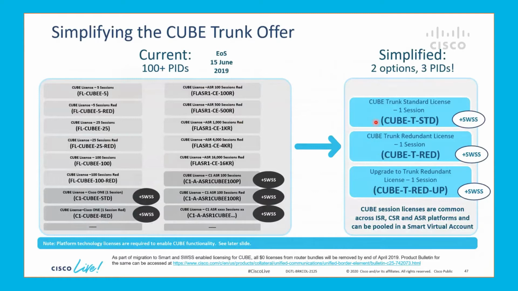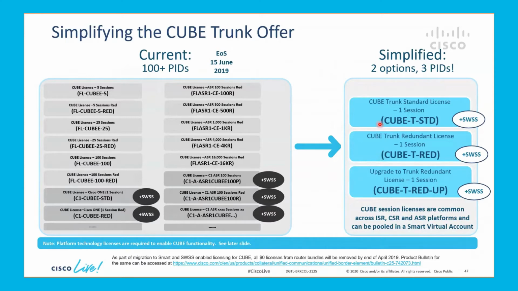Cube T STD is a standalone box Cube license on the trunk side where you're terminating SIP trunks from a service provider on the box. The Cube T Red is purely Cube high availability active standby SKU. Back in the day, the redundant SKU used to be required for active load balancing, but pooling and transferability is default in smart licensing, so you no longer need the red license for geographic redundancy. Cube T red license is purely and only for active standby Cube HA for call preservation.